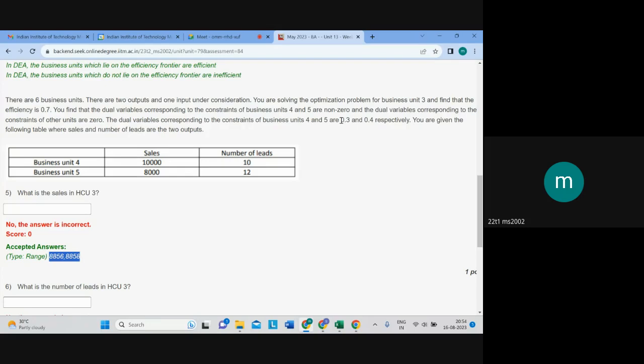I'll give you a clue here. It is because of these two dual variables, 0.3 and 0.4. Because of these two dual variables, your answer is not 6,200, it is something different.